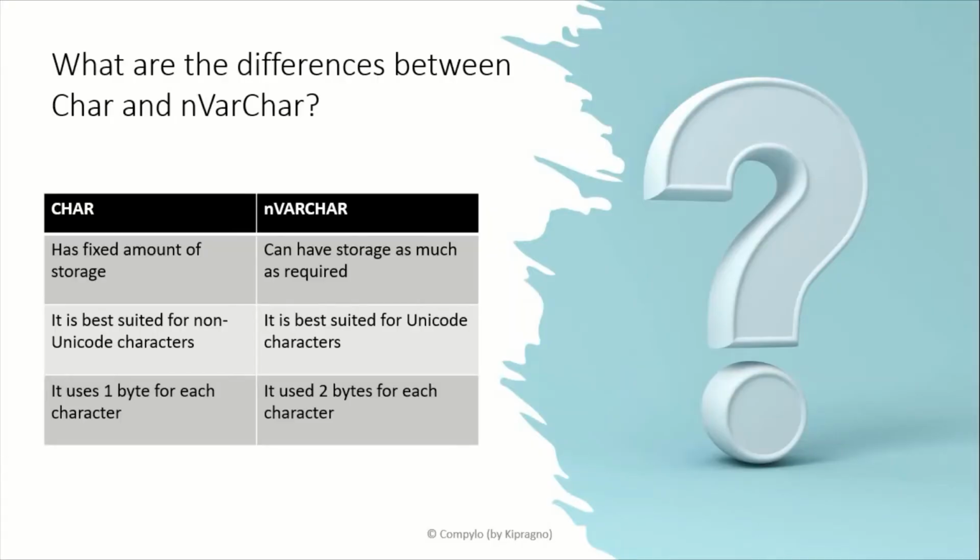What are the differences between char and varchar? So char has fixed amount of storage, whereas varchar can have storage as much as required. Char is best suited for non-Unicode characters, whereas varchar is best suited for Unicode characters. Char uses 1 byte for each character, while varchar uses 2 bytes for each character.